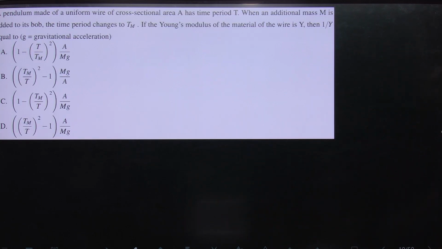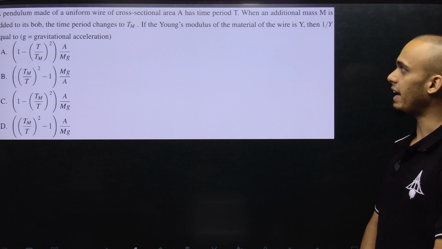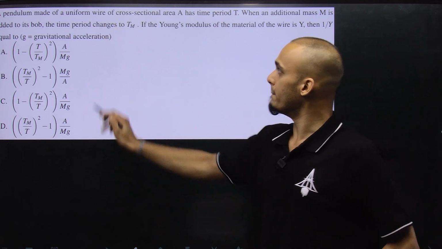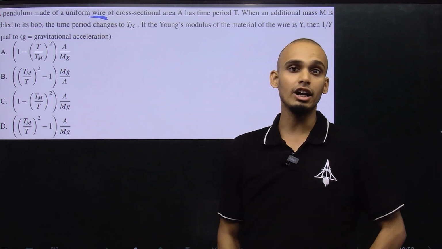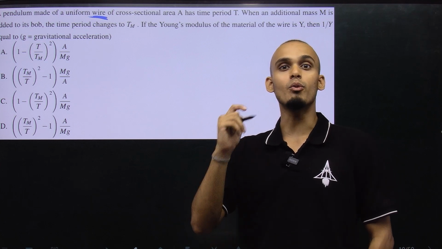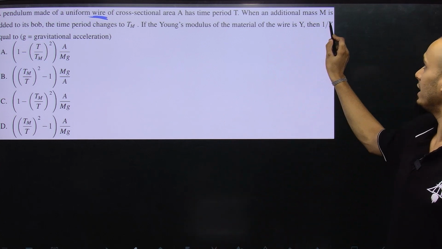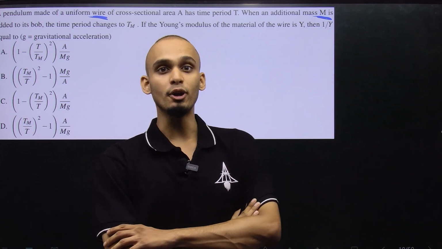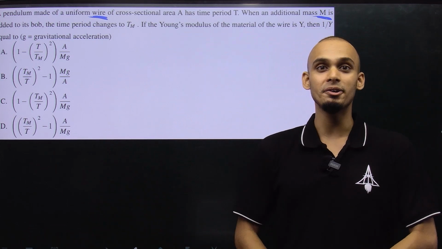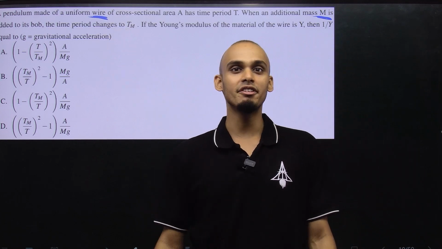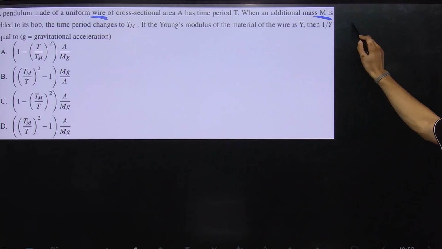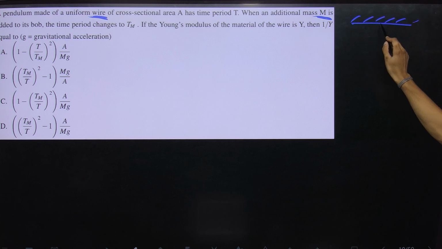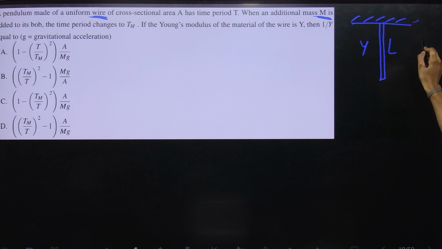Now in this question, we have the fact that a pendulum is made of a wire. We are not making the pendulum out of a string but of wire now. We know that adding a mass m to the bob should not change the time period of an ideal pendulum. But this is not an ideal pendulum. This is made up of a wire and we know that if we add an additional weight to a wire which is clamped, let's say this wire has Young's modulus Y, length L and area A.